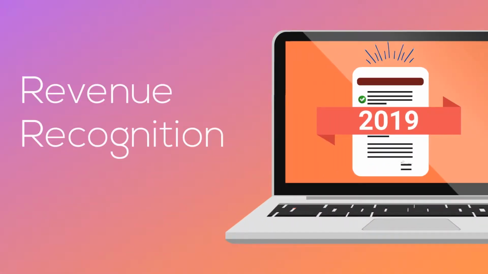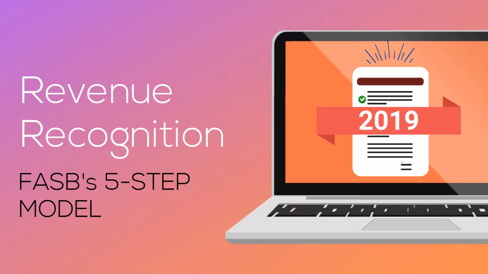The FASB's new accounting standards on revenue recognition, which are codified as Topic 606, introduce a 5-step model that all companies must use when recognizing revenue. At the heart of the new standard, the FASB has introduced a 5-step model companies will use to recognize revenue.